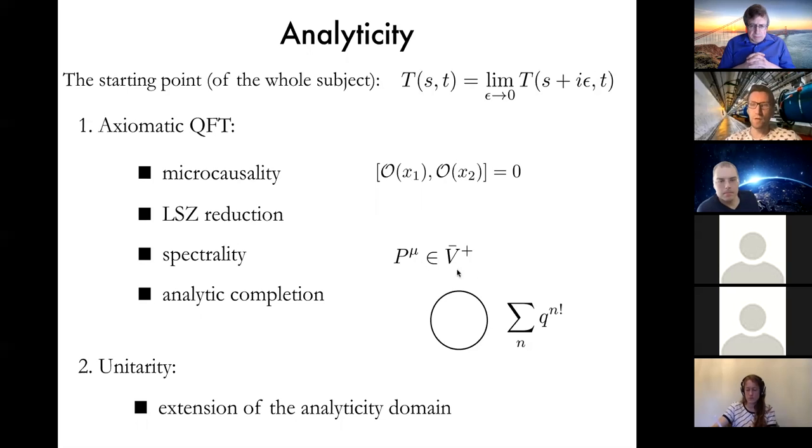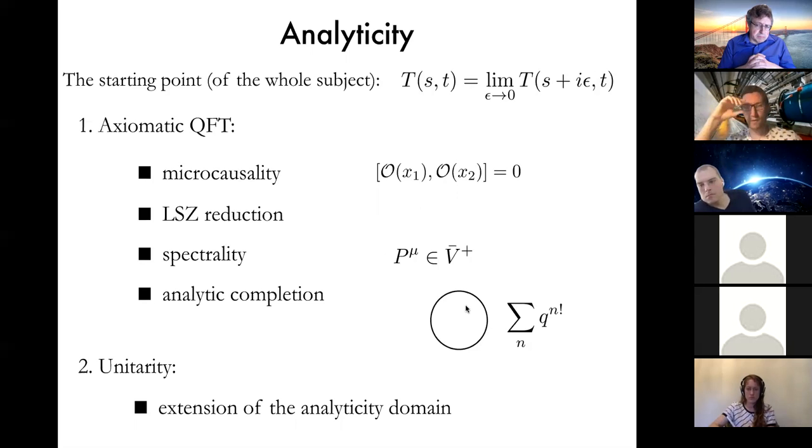Then you use spectrality, which is a statement that the spectrum of your QFT is in a future time-like cone or its completion. But then it's very important, and not emphasized maybe in the usual textbooks, that you must use analytic completion. And by this, I mean the following fact.